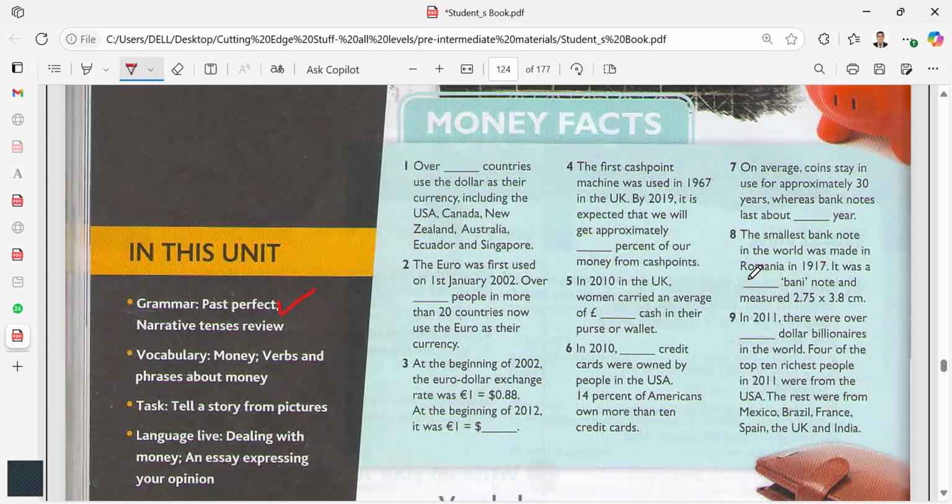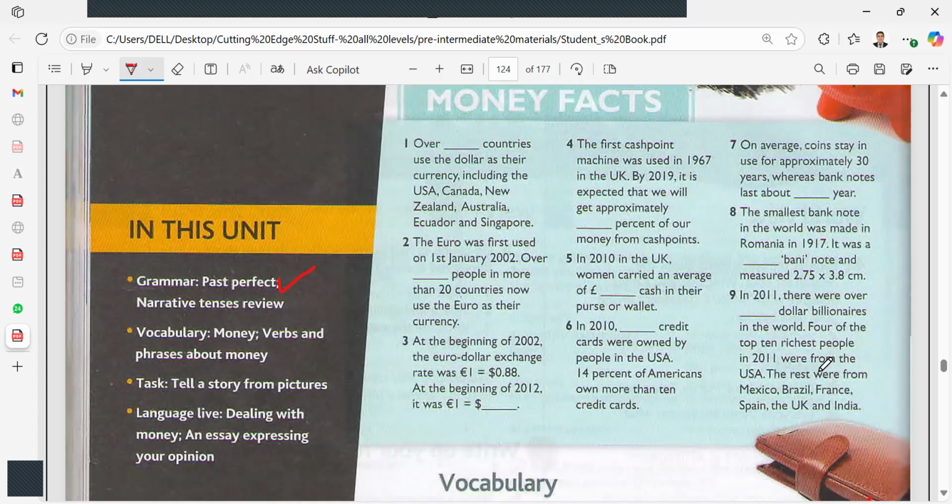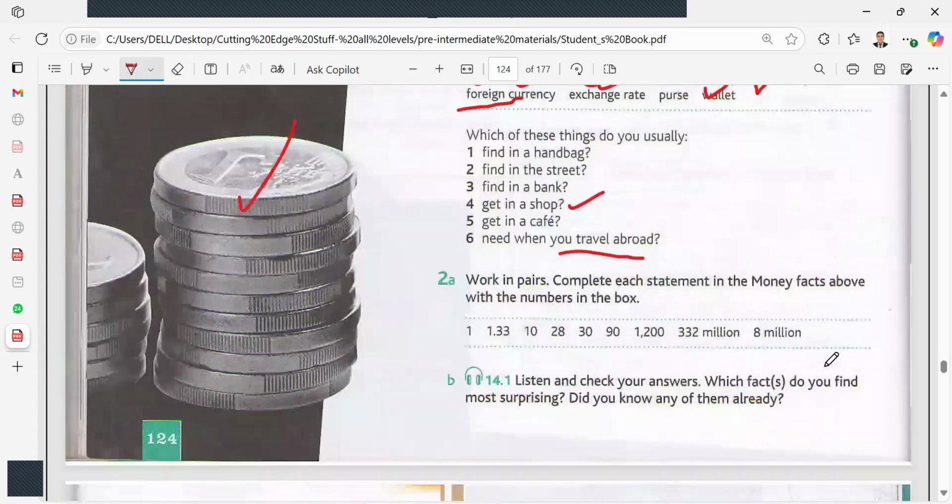9. In 2011, there were over 1,200 dollar billionaires in the world. 4 of the top 10 richest people in 2011 were from the USA. The rest were from Mexico, Brazil, France, Spain, the UK, and India.